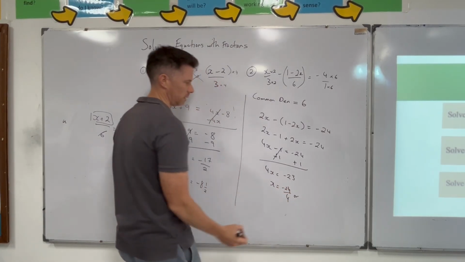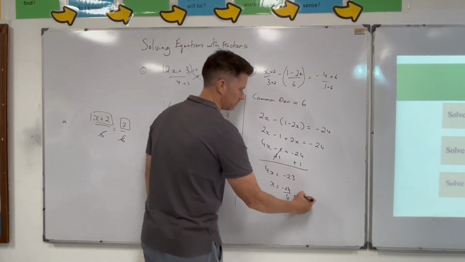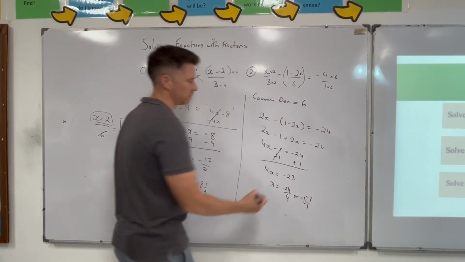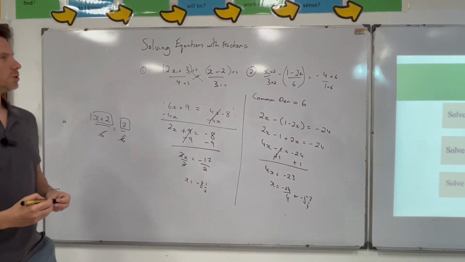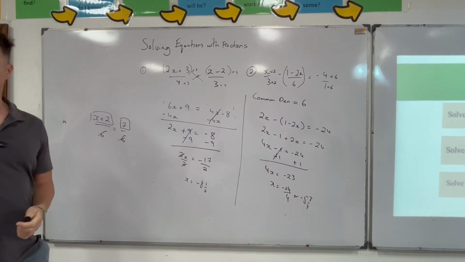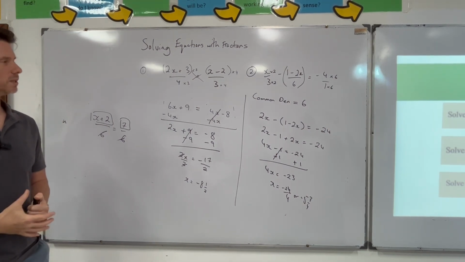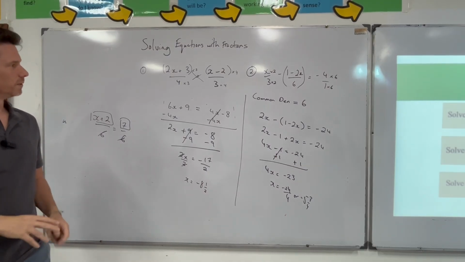Or I can write it, what's that? 5 3/4 maybe? Negative 5 3/4. 4 fits into 23 5 times, I think. Okay, so what was my step? Find a common denominator and multiply everything by it, and then we can get rid of the denominator.